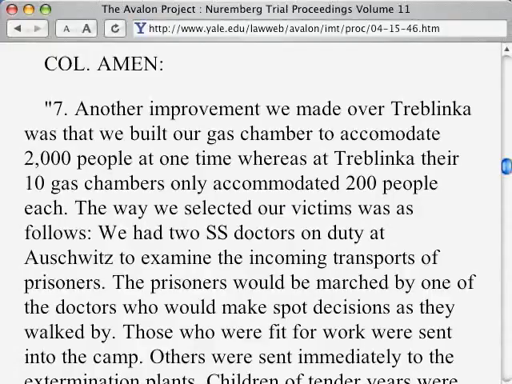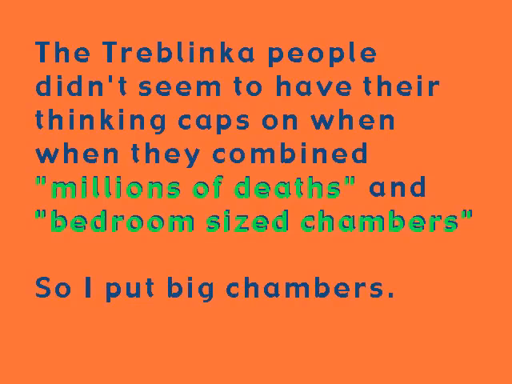Back to Hus' confession read by Colonel Amen. Another improvement we made over Treblinka was that we built our gas chamber to accommodate 2,000 people at one time, whereas at Treblinka their 10 chambers only accommodated 200 people each. But that's like saying this. The Treblinka people didn't seem to have their thinking caps on when they combined millions of deaths and bedroom-sized chambers, so I put big chambers.